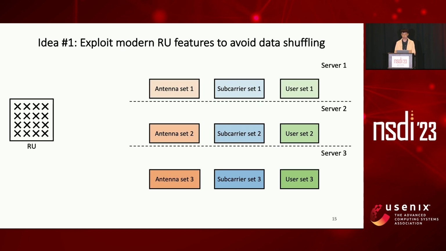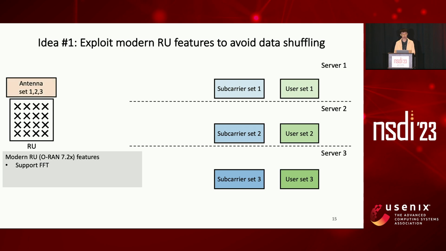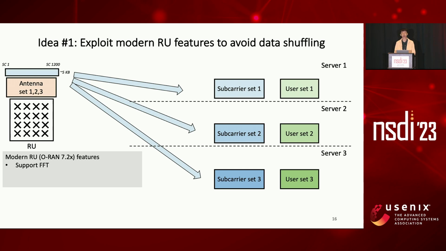To address this overhead, Hydra exploits a feature of modern RUs to eliminate such data shuffling. In almost all modern virtualized RAN deployments, the RU supports FFT, so we can offload the antenna parallel stage from the servers to the RU. Now the packet is processed in the RU. However, to feed the packet to the next stage, we still need to forward this packet to all servers by duplication, because the packet still consists of data for all subcarriers. Therefore, simply offloading FFT to the RU does not eliminate the data shuffling.